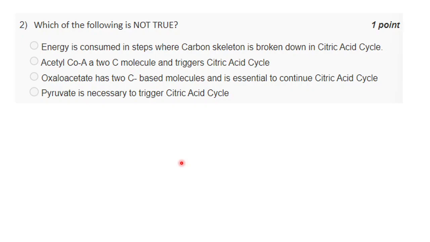Energy is consumed in steps where the carbon skeleton is broken down in the citric acid cycle. Acetyl CoA is a 2 carbon molecule and triggers the citric acid cycle. Oxaloacetate is a 2C molecule and is essential to continue the citric acid cycle, and pyruvate is necessary to trigger the citric acid cycle. Anybody? The citric acid cycle is basically the Krebs cycle, the TCA cycle; all are synonyms. Anybody would like to try?